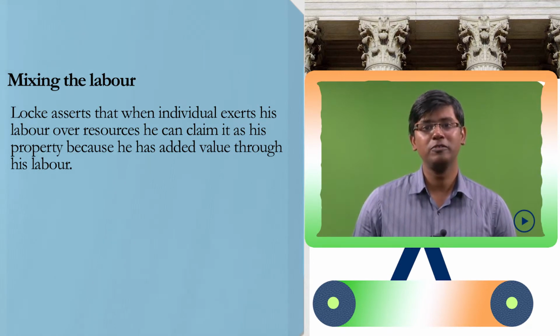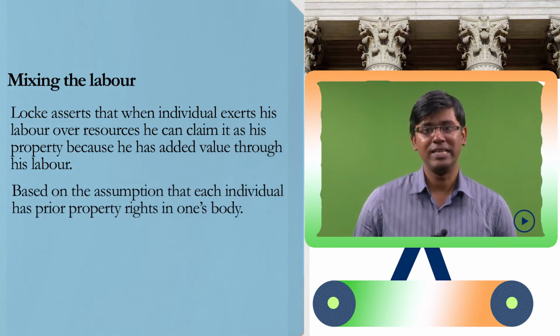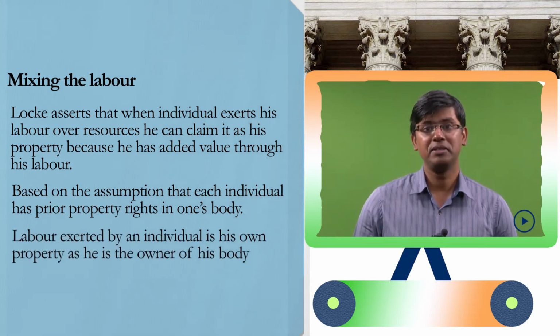So, Locke's version of this labor justification is based on the assumption that each individual has prior property rights in one's body. Right? He says that every individual has a property right in one's own body. So, according to Locke, labor exerted by an individual is his own property as he is the owner of his body.